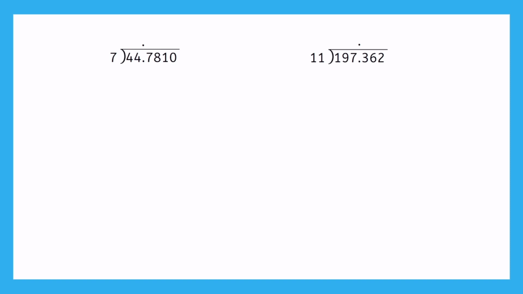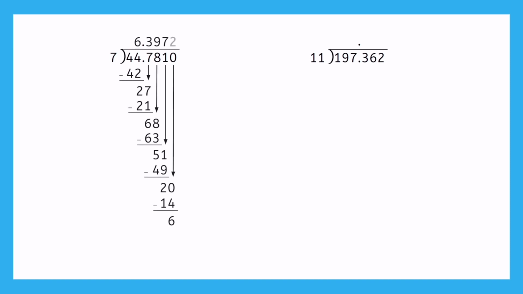44 and 781 thousandths divided by 7 is 6 and 397 thousandths. Because we're rounding our answer to the thousandths place, we can stop dividing once we reach the 10 thousandths place so that we can use that digit to determine if we need to round up or not. In this case, the digit in the 10 thousandths place is less than 5, so the digit in the thousandths place stays the same.